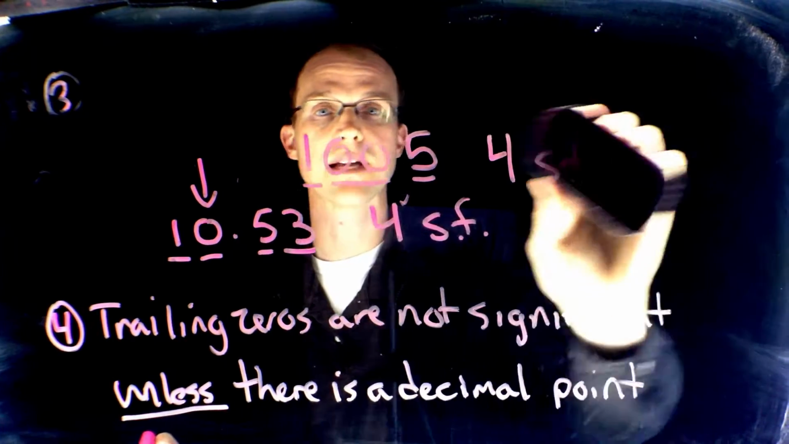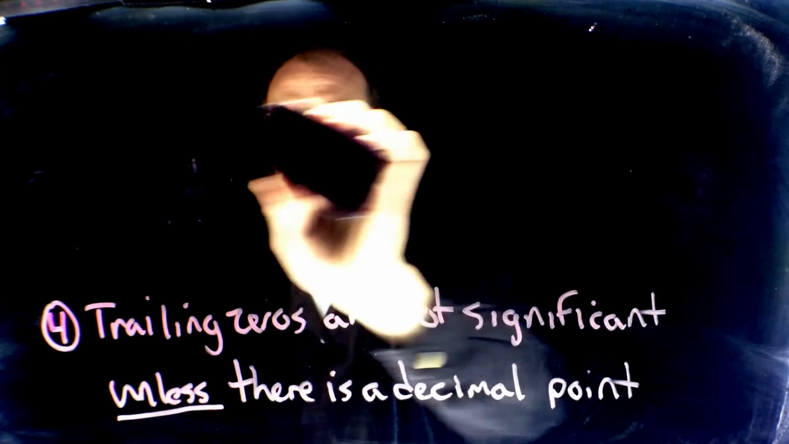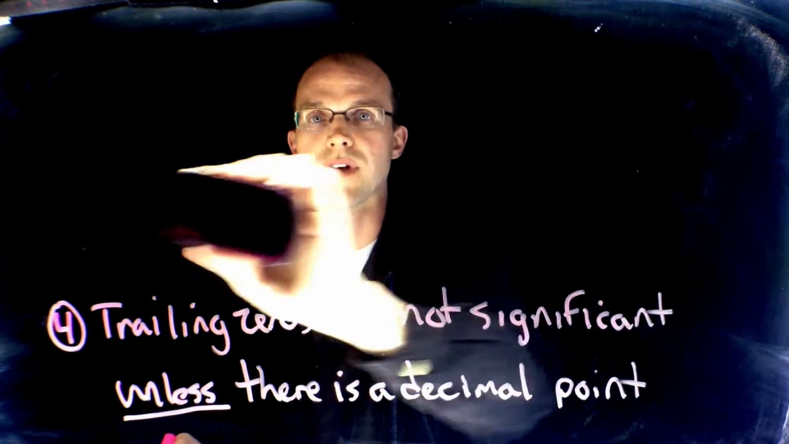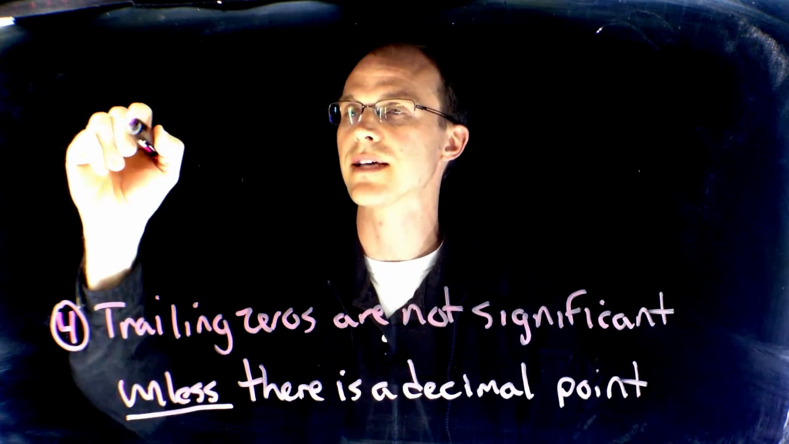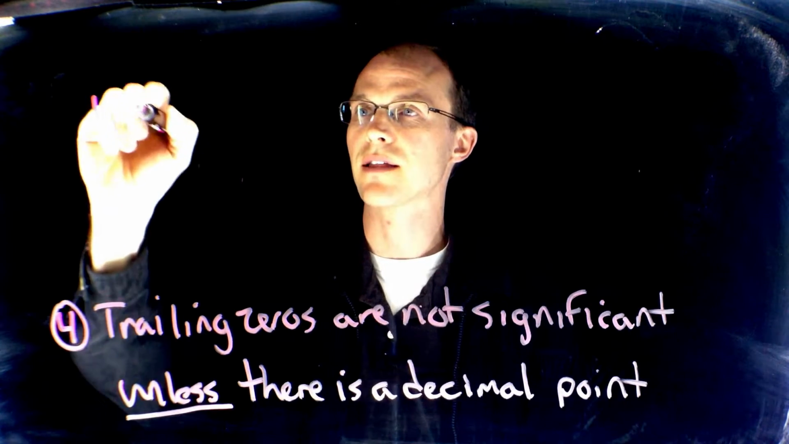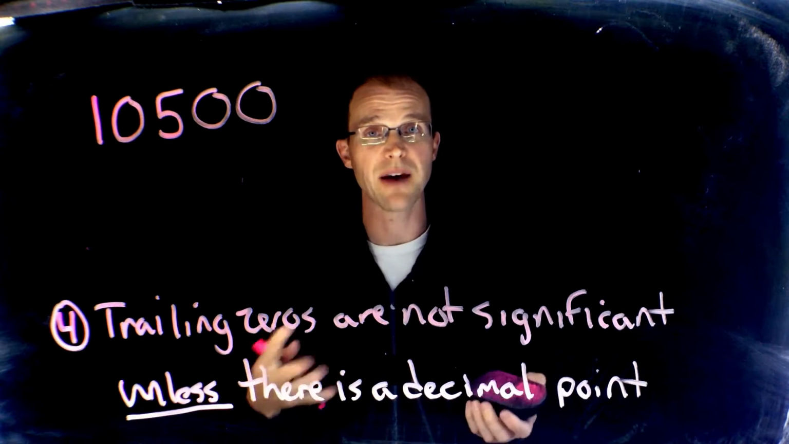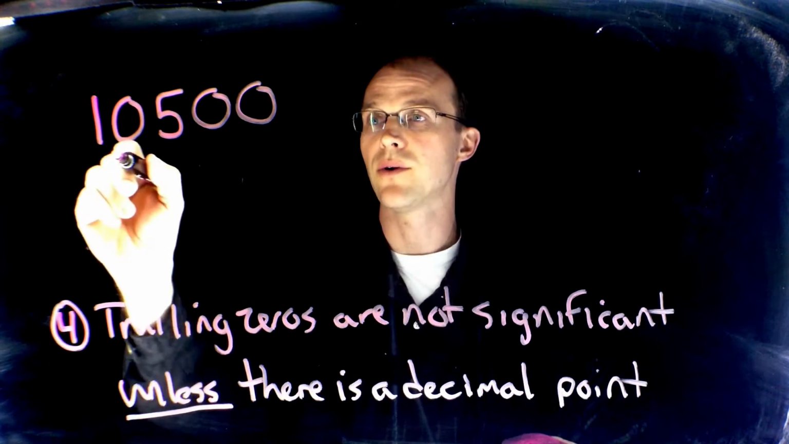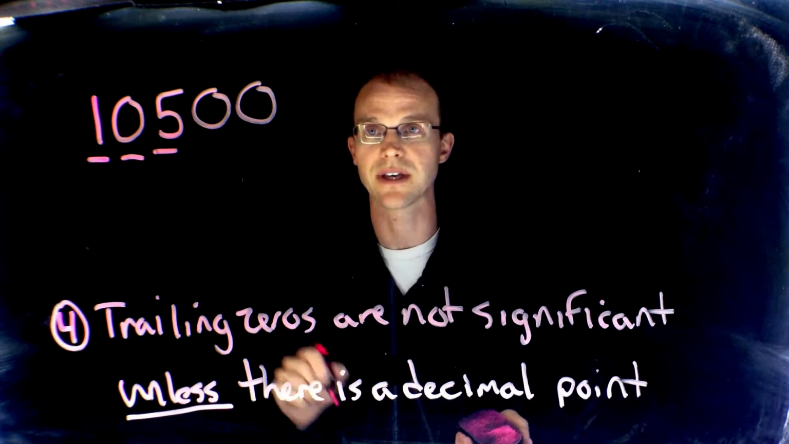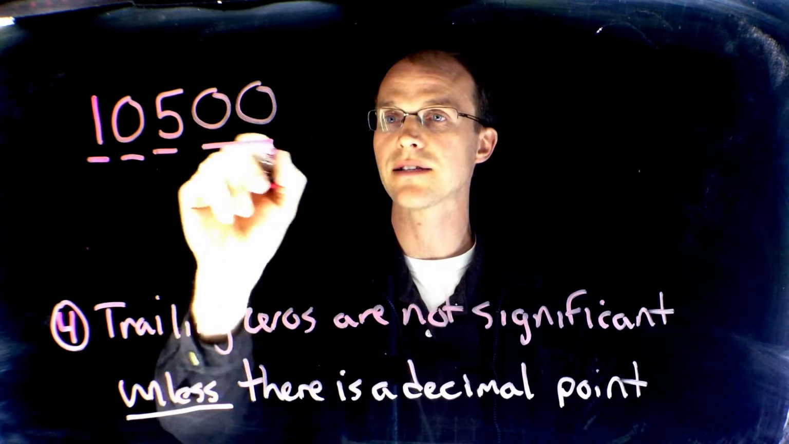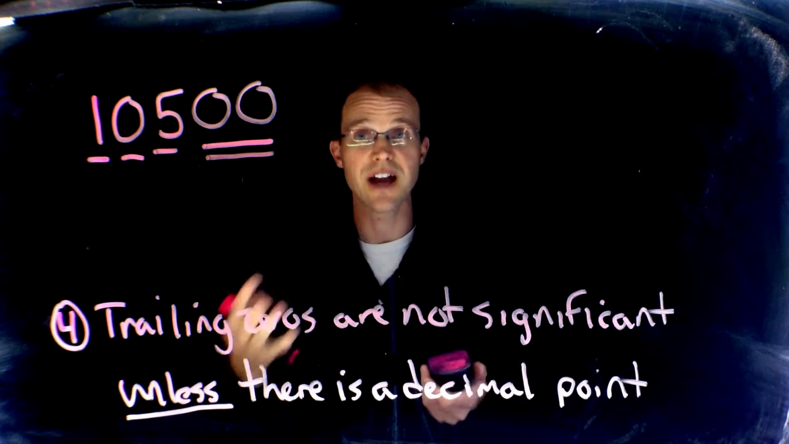So let's look at a few examples here. We're going to talk about numbers with trailing zeros. Now, there's numbers with trailing zeros that are bigger than 1 and numbers with trailing zeros that are less than 1. So if we say the number 10,500, we want to know how many significant figures that has. Well, we know the 1 and the 5 are significant. We know this sandwiched 0 is significant. What about these trailing zeros here? Well, without the decimal point there, we know that they're not significant.